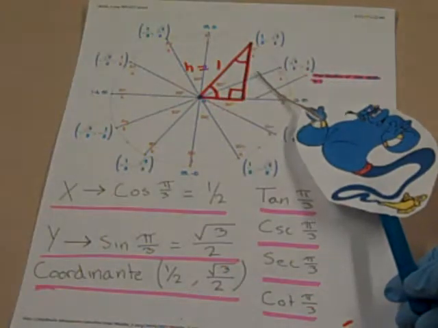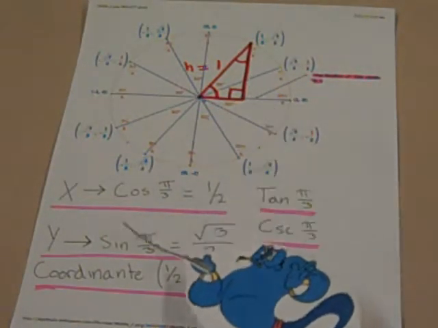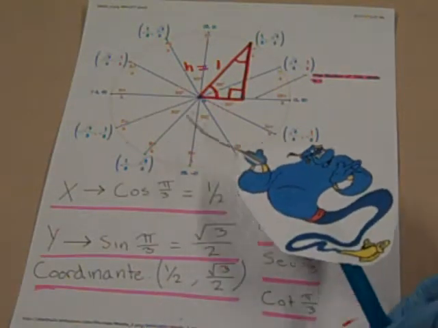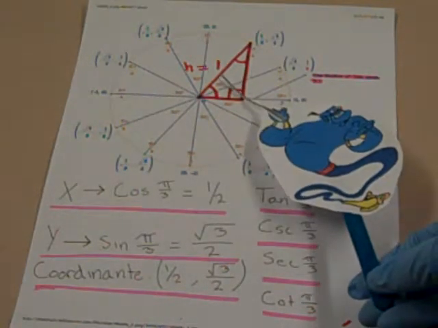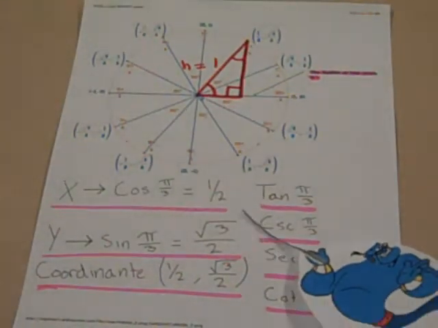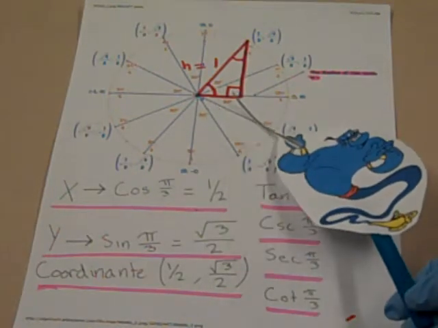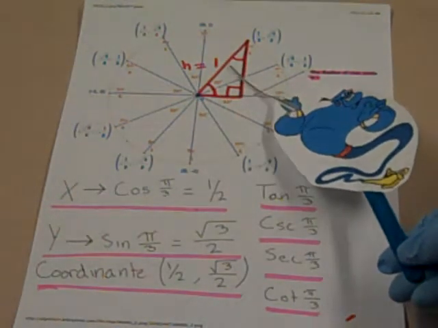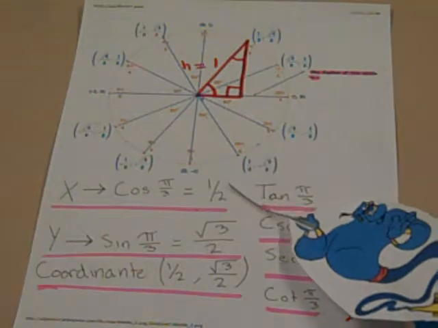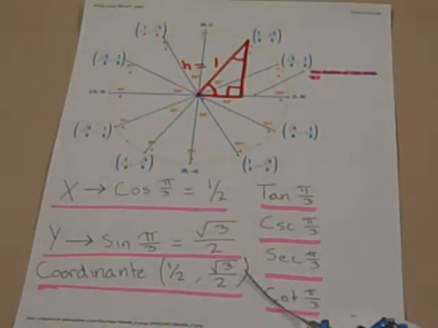Using SOHCAHTOA, we know that sine pi over 3 equals the square root of 3 over 2, which is the opposite side, divided by 1, the hypotenuse, which equals the square root of 3 over 2. We also know that the cosine of pi over 3 equals 1/2, the adjacent side, divided by 1, the hypotenuse, which equals 1/2. In other words, the x-coordinate is 1/2, and the y-coordinate is the square root of 3 divided by 2.